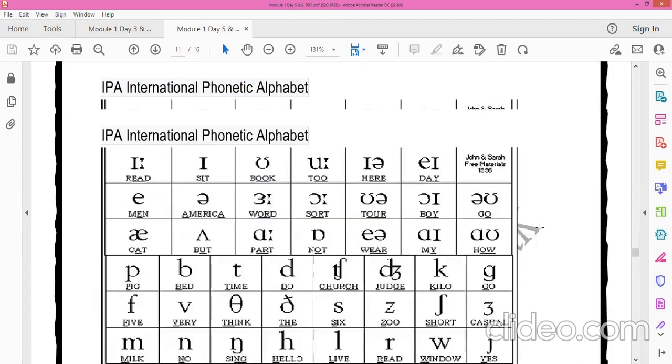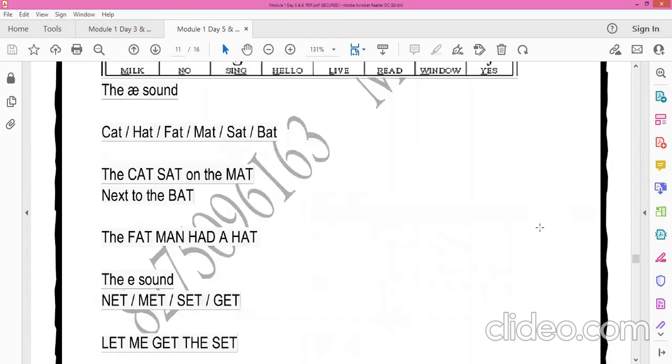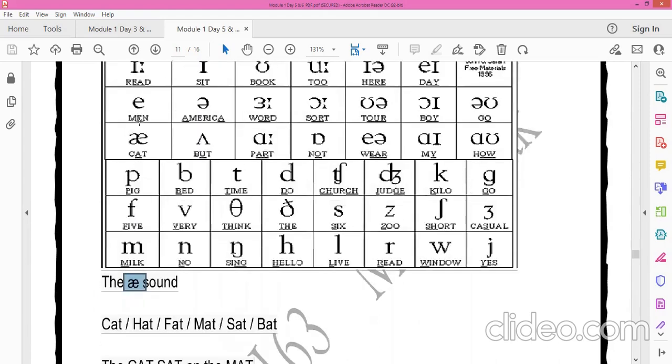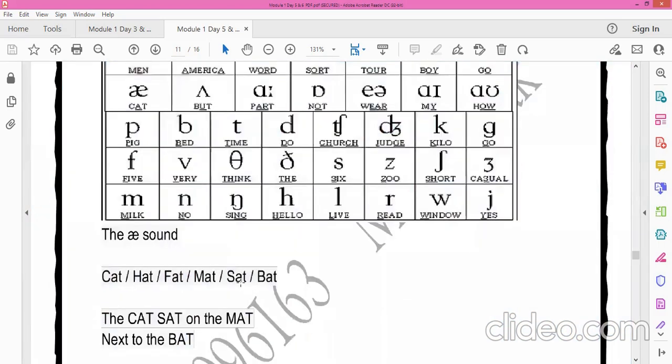Now, one by one, we'll discuss. Here, the first one is the a sound. See the symbol in the IPA. Here it is given. This is the a sound, cat, the air sound. Cat. You can't say it as a; it's the air sound. So cat, hat, fat, mat, sat, bat. In case you are going to look in your dictionary, the IPA symbol will be like this. So we need to remember the air sound.